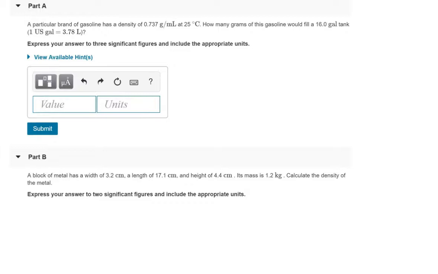A particular brand of gasoline has a density of 0.37 grams per milliliter at 25 degrees Celsius. How many grams of gasoline would fill a 16-gallon tank if 1 gallon equals 3.78 liters?